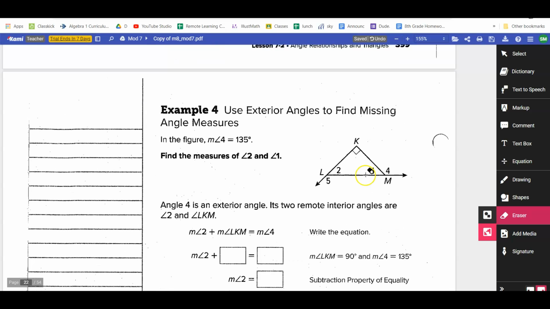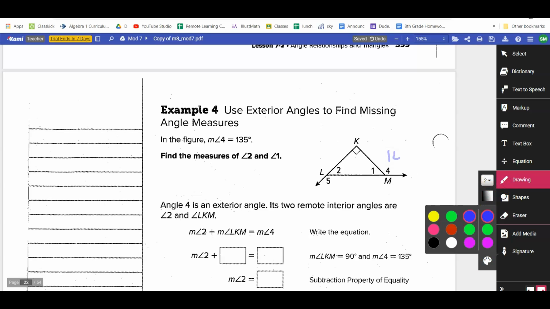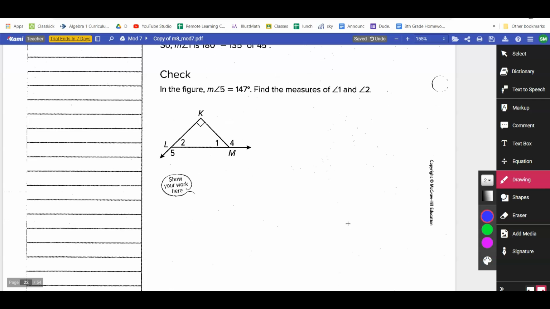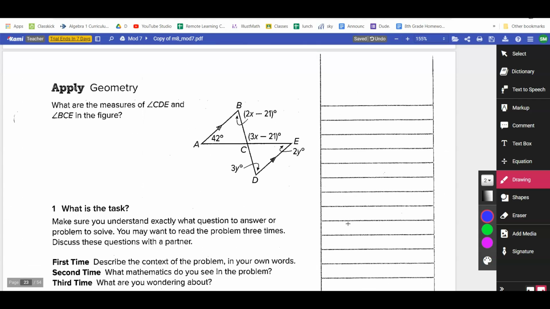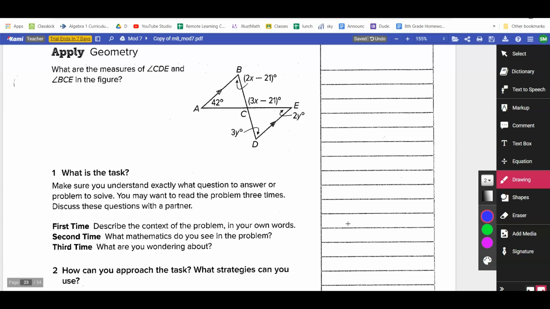Here's angle 4. You could find out missing angles. So in this case, angle 4 is 135 degrees. Find the measure of everything else, essentially. This is 145. Find the measure of the rest of it, of 2 and 1. Don't forget this is 90. That's 90. So go ahead and find that, and then go ahead and do the check. Ooh. We'll do this together in class. That's a fun one.